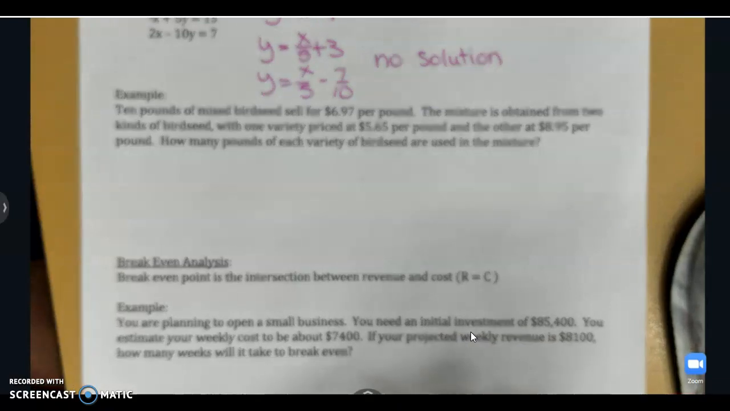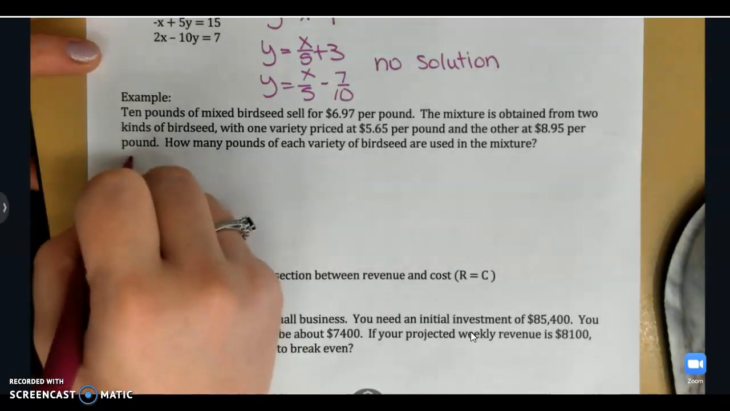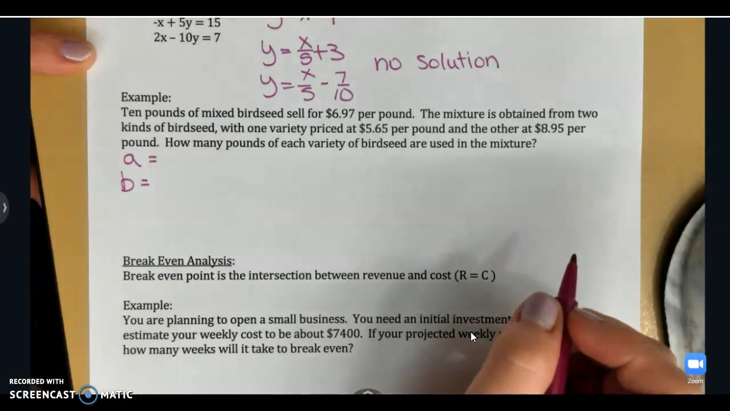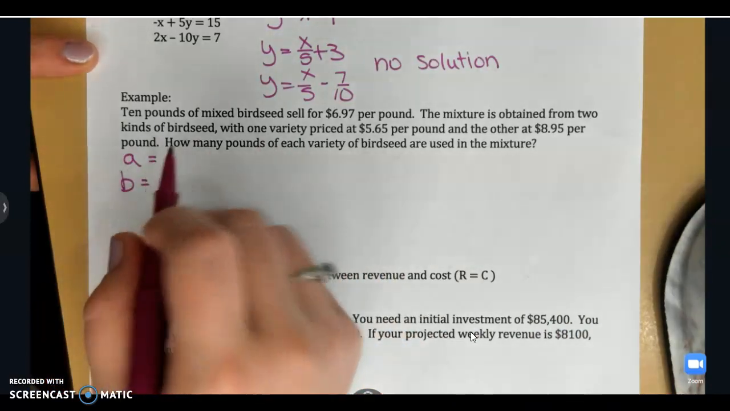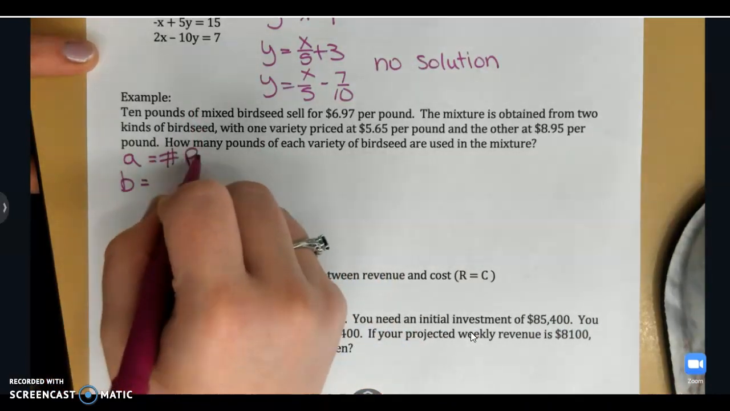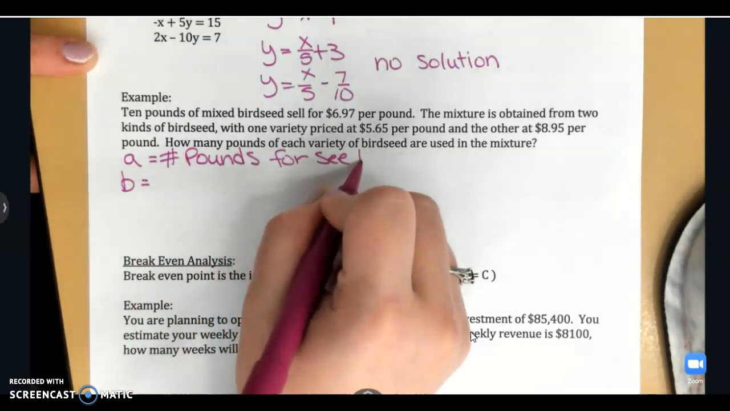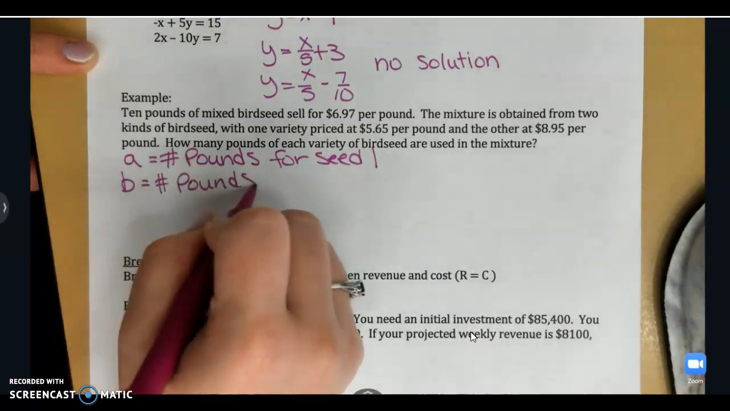So, when you are writing your own system this way, your first step is always going to be to define your variables. Now, you can use any two variables you want here. You can use A and B, you could use X and Y, you could use anything you want. So let's say that A and B are my two variables. I'm looking for the number of pounds of each type of bird seed. So my variables need to reflect that. So A is going to be the number of pounds for bird seed number 1. And B is going to be the number of pounds for bird seed number 2.